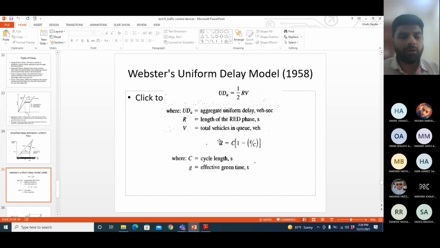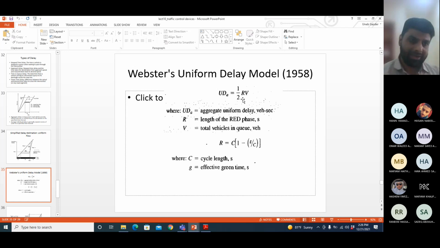Okay, but coming back to Webster's simple world of this equation, aggregate delay is equal to half R into V. Now let us expand this equation. We don't like simplicity. So we will start the expansion with R. R is the red interval.